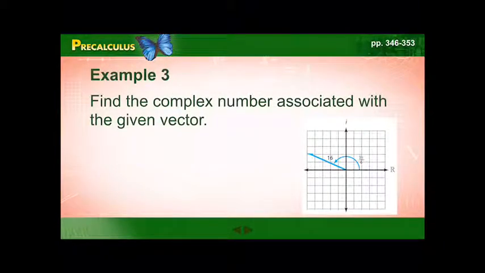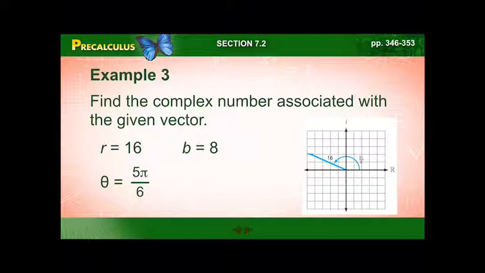Okay, so find the complex number associated with the given vector. You guys see the vector there has a magnitude of 16, and the direction is 5 pi over 6. So r is equal to 16, and here's the tricky part. This is what I don't care for. They say theta is 5 pi over 6, and it is 5 pi over 6. But remember, when we're calculating all this stuff, this is where they kind of just randomly think that you guys can figure this stuff out and know that that's what the answer is. I don't like that at all.